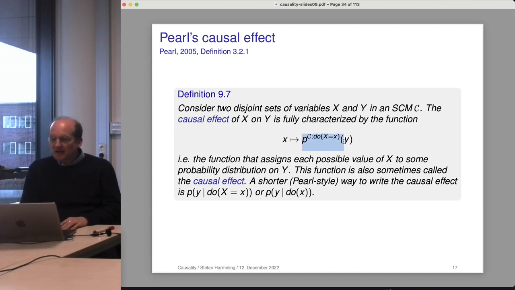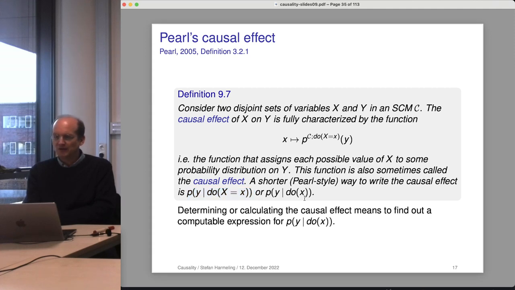Sometimes this function here is called the causal effect. And then there are different ways to write this down. This is the notation from Jonas Peters. In Pearl style, we would write P of y given, or conditioned on, this do operator notation, where we could also use the shortcut just do little x if it's clear that the little x refers to the capital X. Okay, so far so good. Those were so far just some confusing definitions.